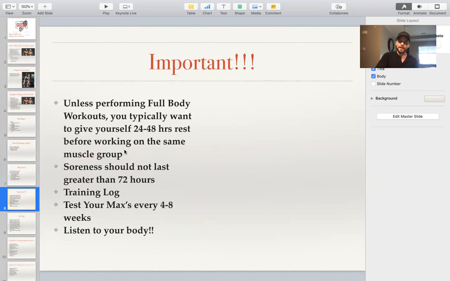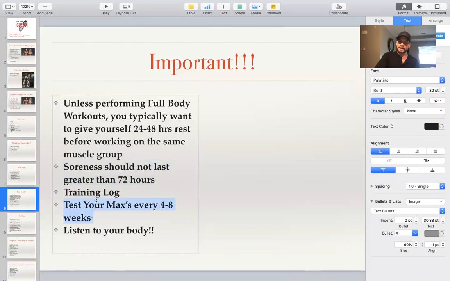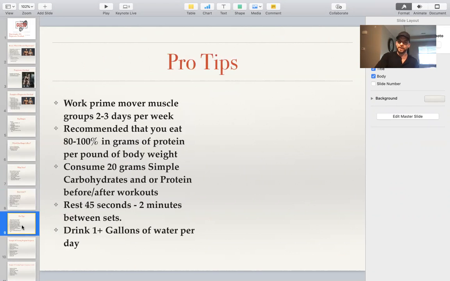And then from there, it's important, guys, to remember that you want to give yourself 24 to 48 hours of rest between hitting the same muscle group. Any soreness greater than 72 hours is not good. Log your training. Make sure that you are testing out your maxes so that you know where you're at, know if you're improving or not on the strength level. Listen to your body, make sure you're resting as you can.